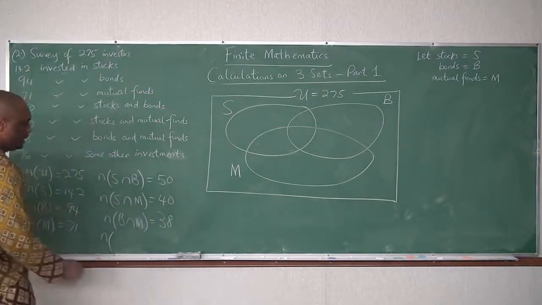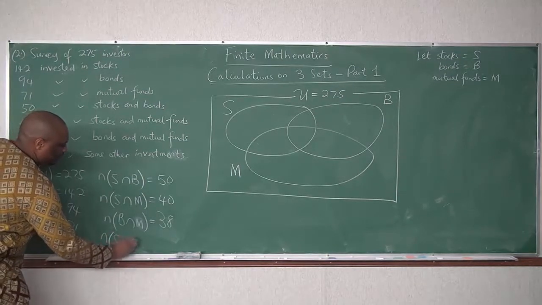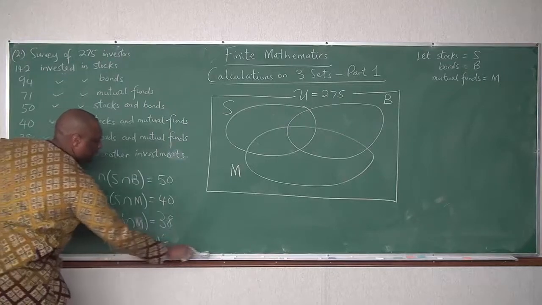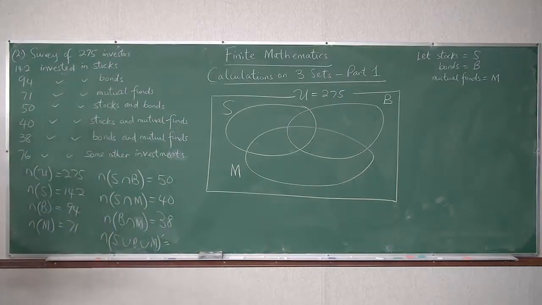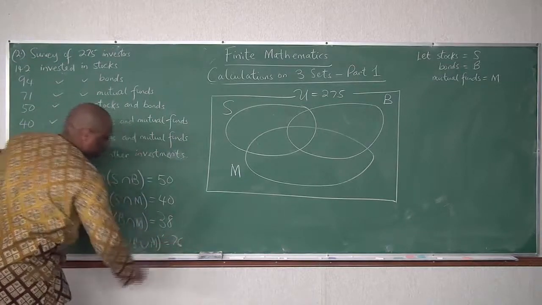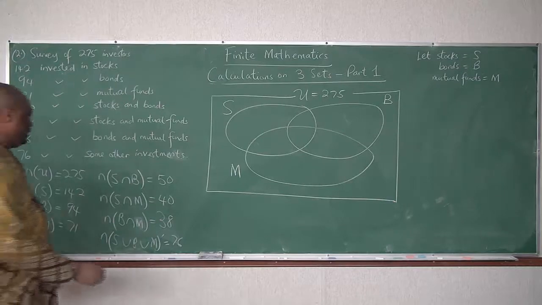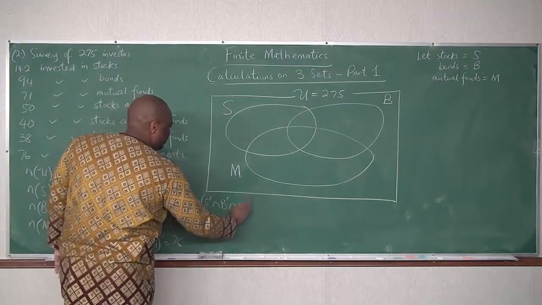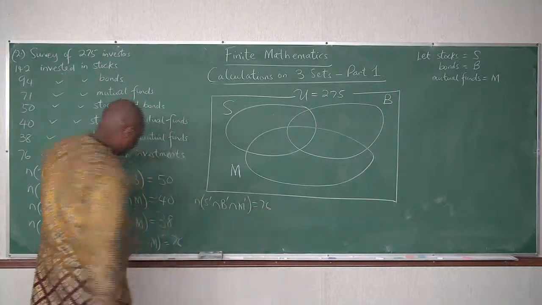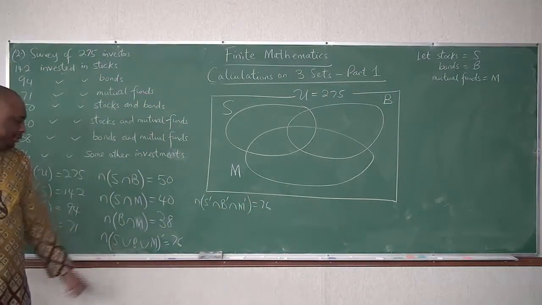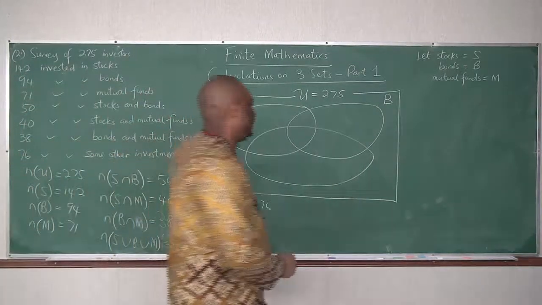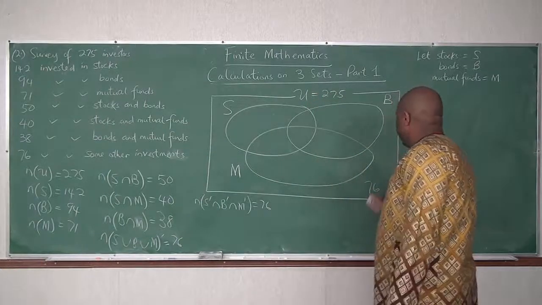Now, cardinality of what is this set? This is S union B union M all prime, or you can say S prime intersect B prime intersect M prime. That is 76. De Morgan's law of sets. All right, so we have 76 here.